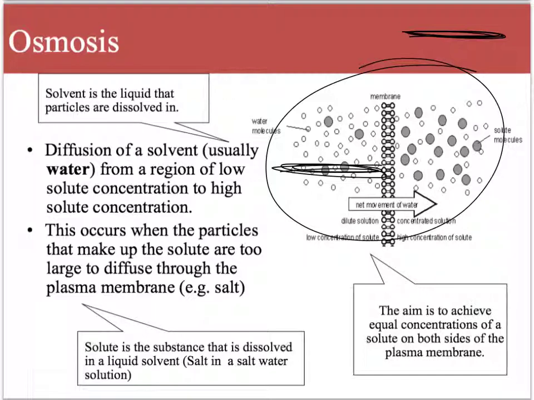Osmosis occurs when the particles that make up the solute, so think of our biomacromolecules, they're too large to diffuse through the plasma membrane, therefore water moves instead. We still want equilibrium. If the solute molecules can't move, water will move instead.